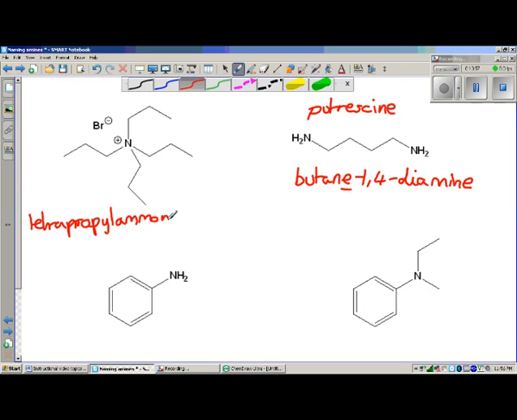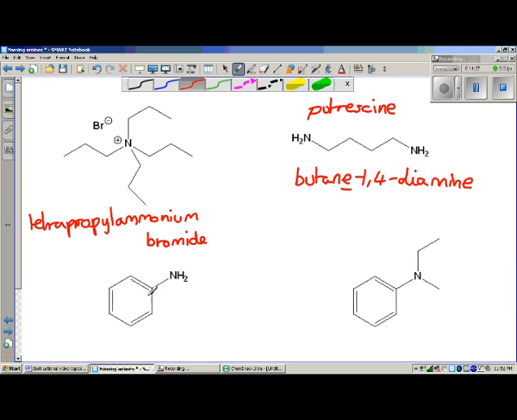Tetrapropyl ammonium. And then the only thing that we're missing here is the fact that because the nitrogen's got a plus charge, it has a negatively charged counterion, and the name of Br-, of course, is bromide. So whenever you see a positively charged nitrogen with 4 groups on there, it's an ammonium chloride or bromide. Tetrapropyl ammonium bromide.